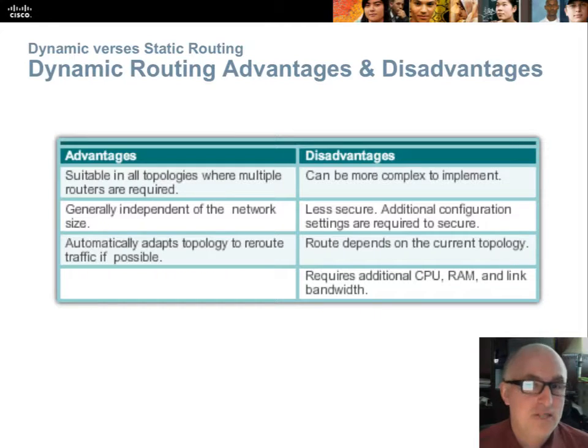Dynamic routing also has advantages and disadvantages. They essentially mirror the static routing that we just looked at. One advantage is you can use dynamic routing anywhere. You can use it on small, simple topologies, and it works on any size network, from the very small to the very big. It's automatically readjusting to topology changes, so it will always adjust to find the best path through your network. It adjusts to outages, sudden outages, loss of a link, or maybe you have two links. It can look at which one is less congested or has higher bandwidth, that sort of thing.